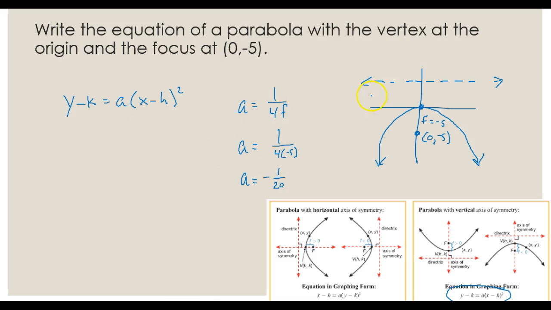All right, now the vertex, this is laughably easy, the vertex is on the origin, so that's (0, 0). So my h and my k are zeros, so I just have y minus 0 equals a, which is -1/20, times x minus 0, which is just x, squared. So I didn't even have to write the parentheses there if I didn't want to. I could take that out. And that's all there is to it.